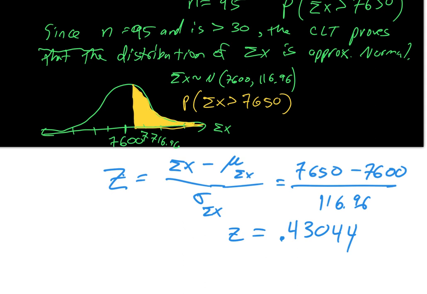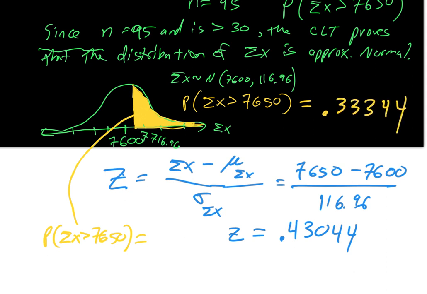And then I go to that distribution, and I find that the area, the probability that the sum of x's is greater than 7650 is equal to 0.33344. Now, if you were an individual who used to love rounding and you rounded this somehow, you're going to get a slightly different answer. And I've said it once, I'll say it again, don't round.